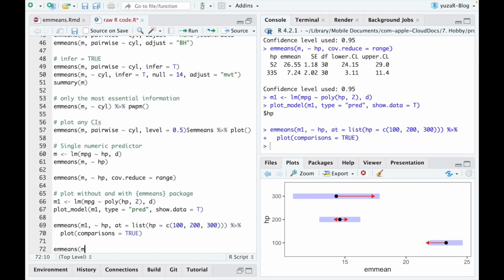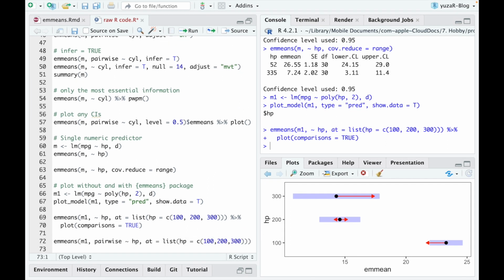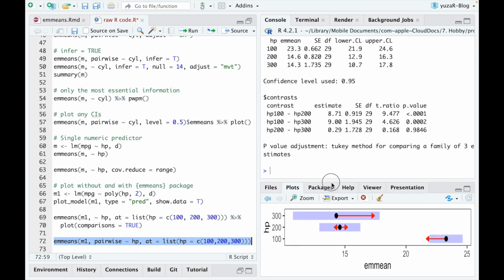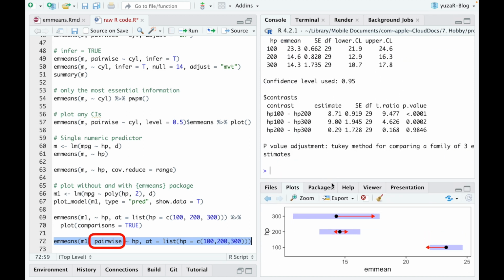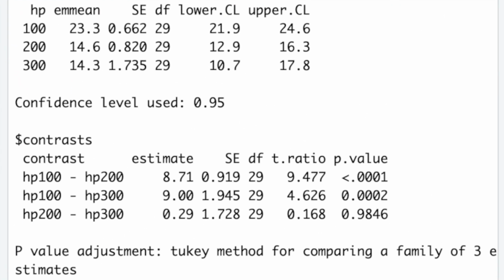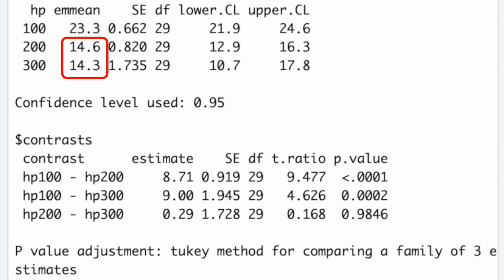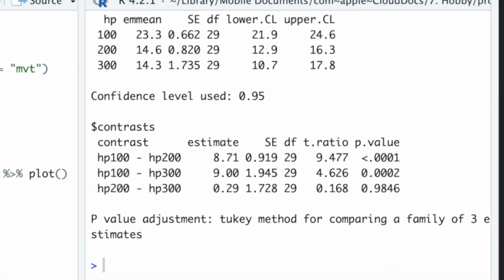Speaking of significance, if we want to see the exact p-values for pairwise comparisons among the different horsepowers, we again can add the pairwise argument in front of the tilde and see that after crossing the 200 horsepower threshold, the mileage doesn't significantly change anymore, but stays at around 14.5 miles.